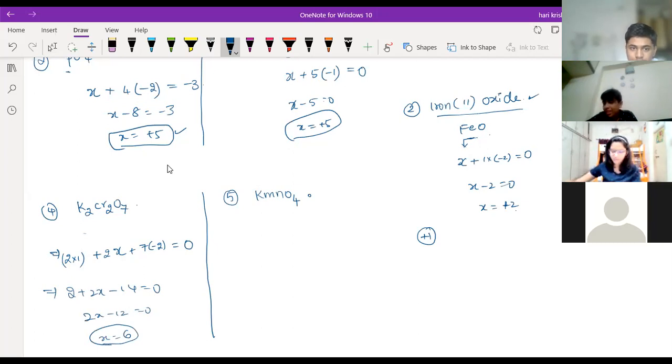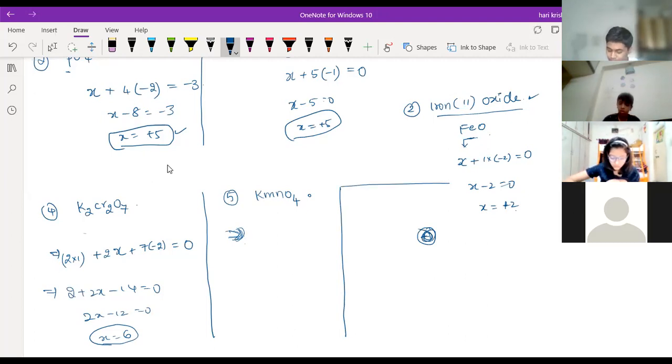Now you got it? Yes, sir. Kavya, solve this one. Yes, sir. Sir, for Mn, it's 7, right, for Mn? Check it. Yes, it's 7.